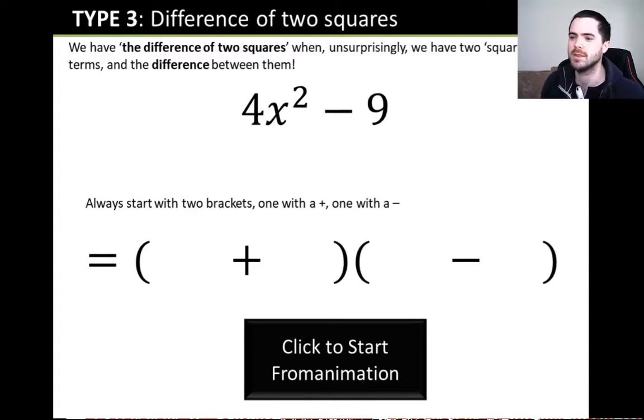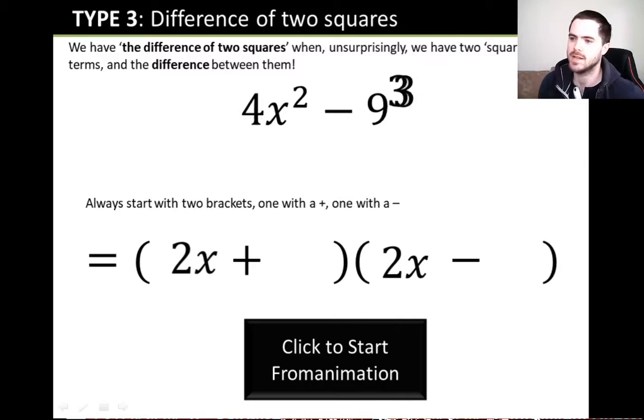How do we factorise something like 4x squared minus 9? You'll notice that we are looking at a square, and a square. 4 is a square number, x squared, by its definition, is a square value, and 9 is the square of 3. So let's see what we can do with that. We know that the square root of 4x squared is 2x, and we know that the square root of 9 is 3.